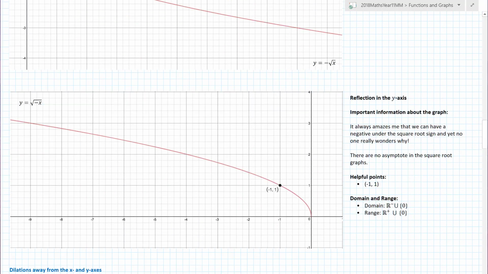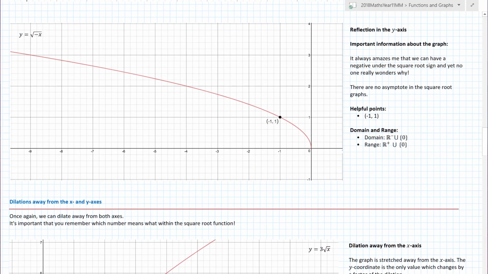That's a reflection in the x-axis, and as I said a moment ago, when you have the minus sign inside the square root sign, that's a reflection in the y-axis. So reflection in the y-axis, once again, for the base graph, that point is anchored to 0, 0. My helpful points in this situation become minus 1, 1, because that reflection takes all of my x values and makes them negative. And my domain and range.